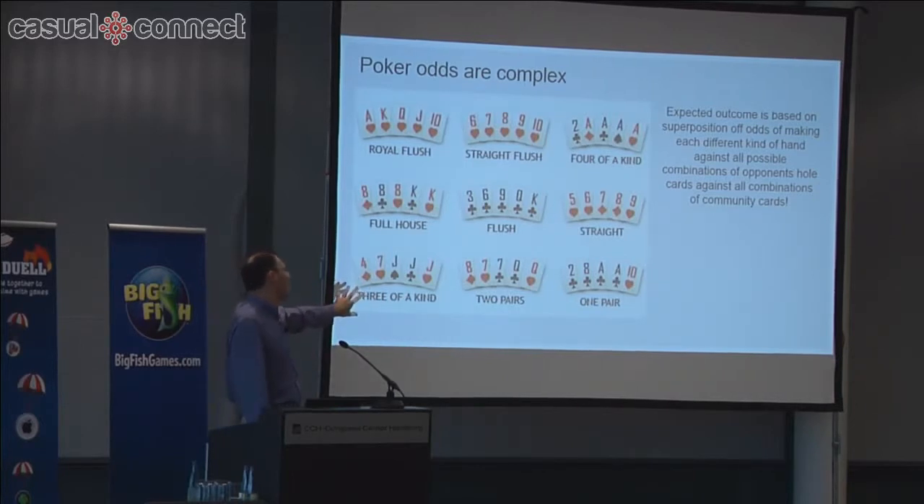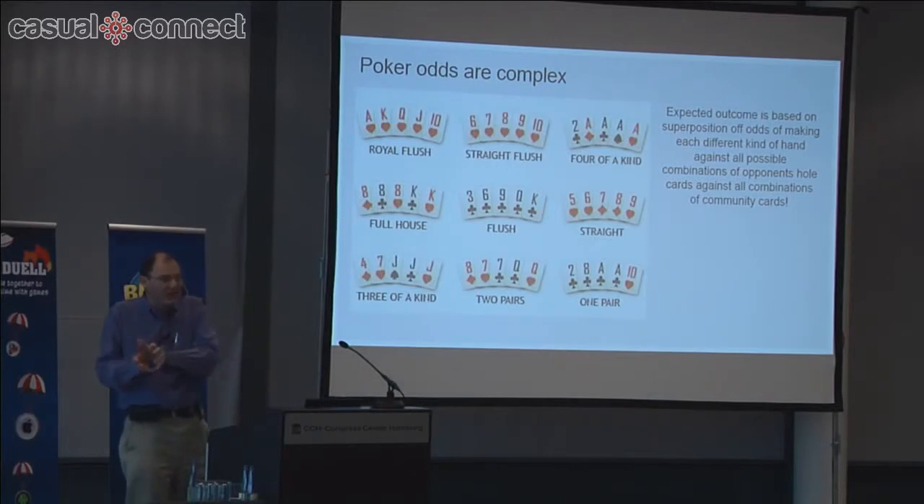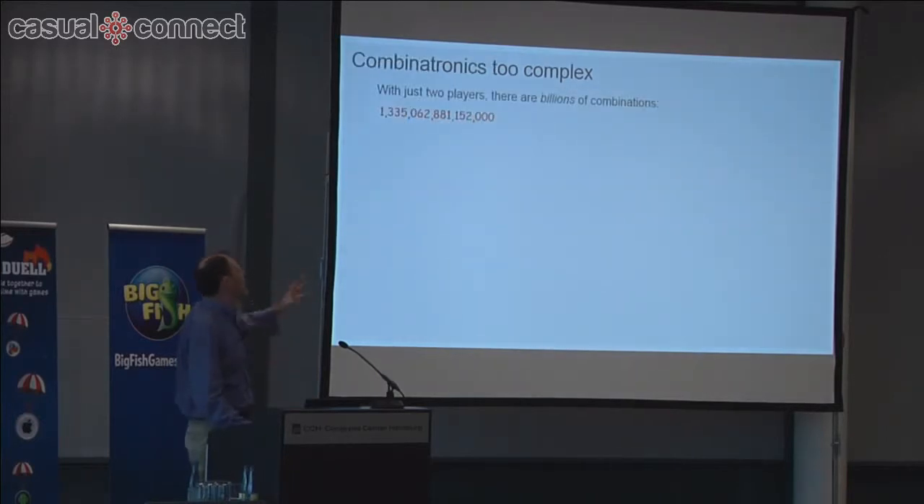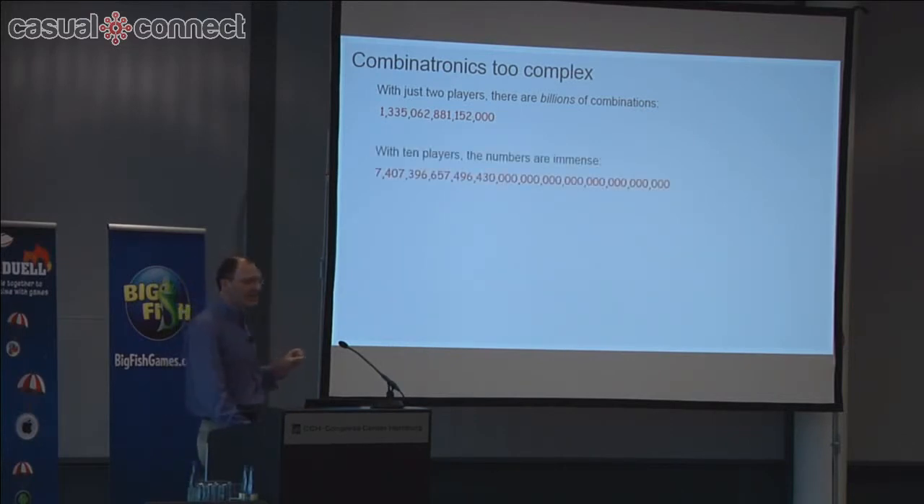Some hands in poker are very important to have the cards of the same suit for flushes, some where they're the same card, and sometimes where they're numerically connected together. If you're going for one thing, there's a chance you're going to win. If you're going for another thing, it's a different set of probabilities. And with just two players in the game, there are billions of combinations. By the time you get to 10 players in the game, the number of combinations is immense.